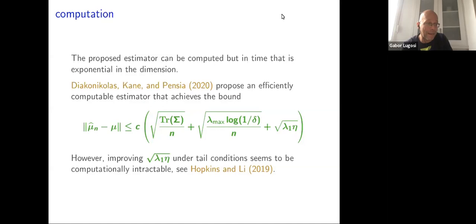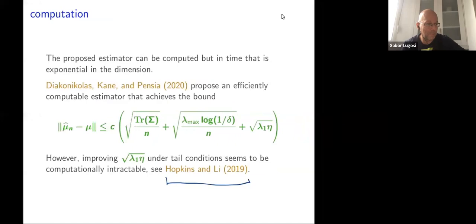So apparently, and this follows from results of Sam Hopkins and Jerry Li, you can't really hope to improve the square root of eta if you want to stay computationally feasible, if you have nicer distributions, say some Gaussian distribution. But that's a different issue. I'm not talking about the computation, but okay.